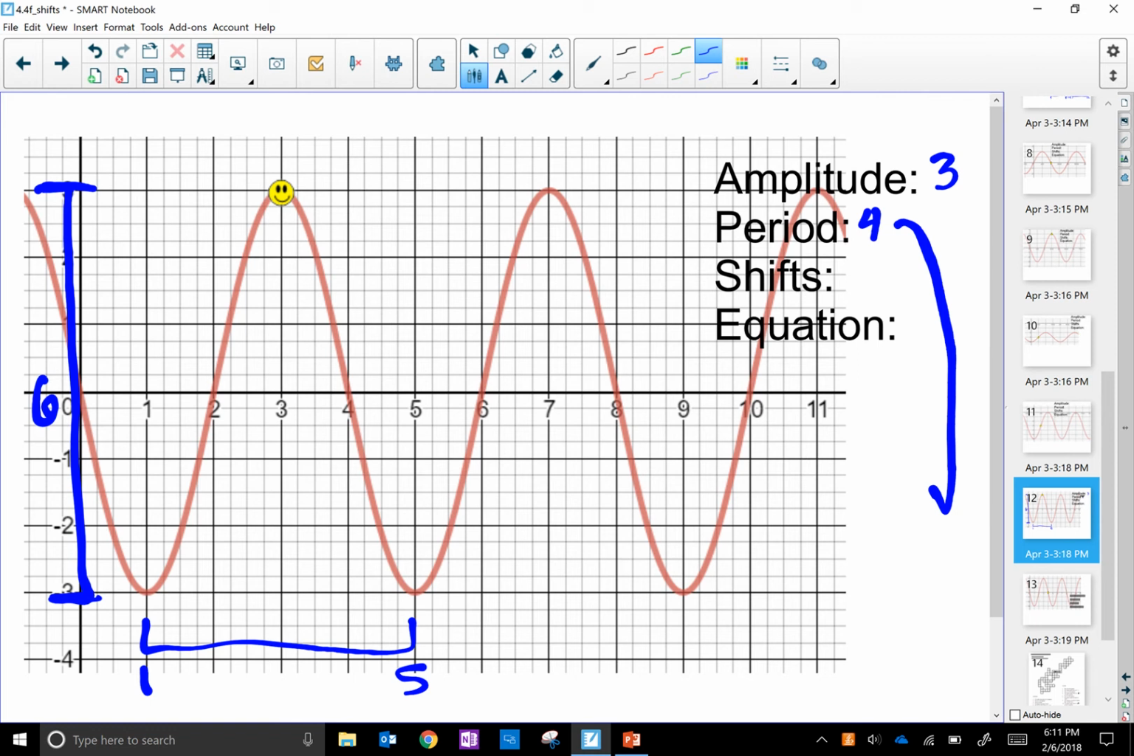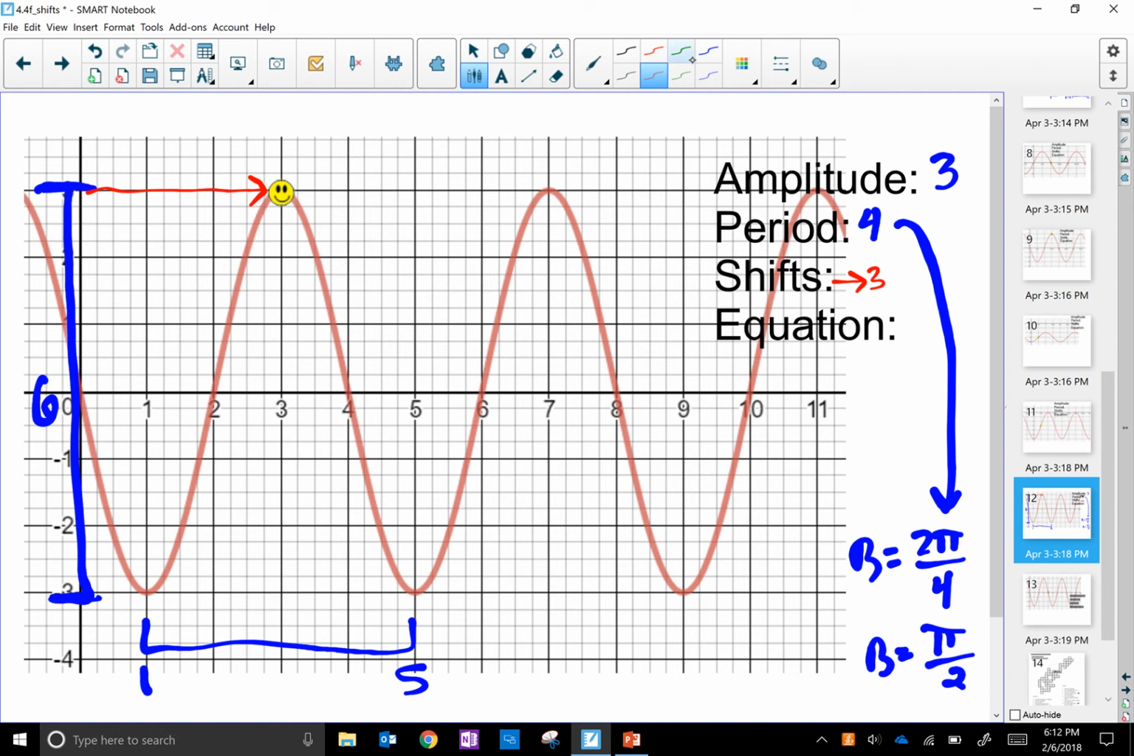The period of 4 will imply that the b value is 2 pi over the period. That will reduce to be a b value of pi over 2. My shifts, as I said previously, the distance from the y-axis to your reference is your horizontal shift. So in this case, I'm shifted right 3.